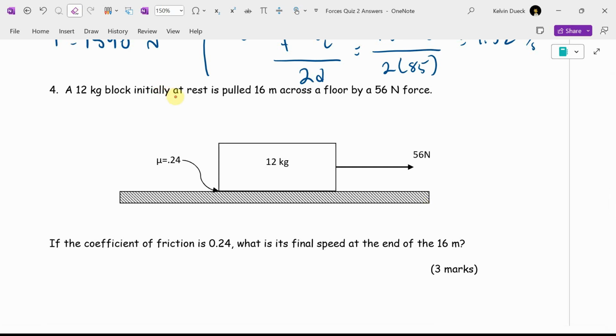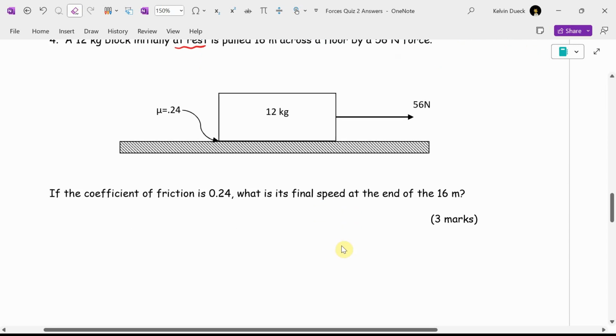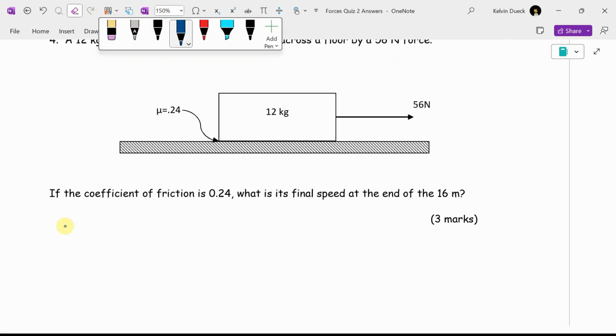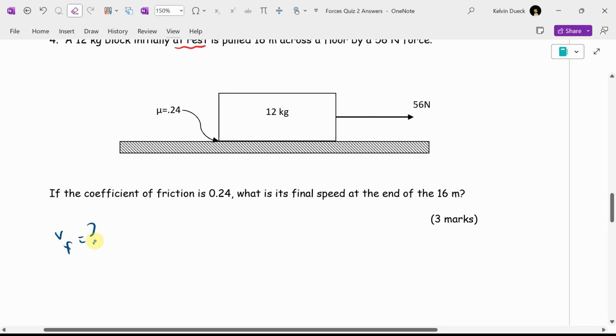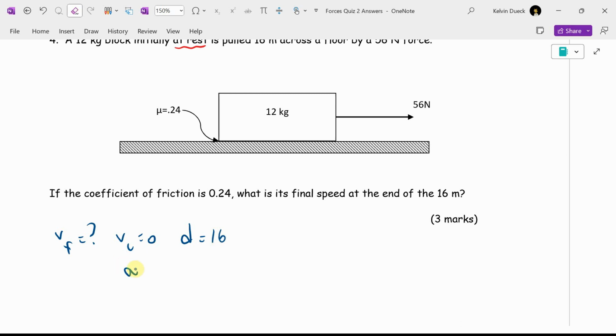Block initially at rest. I'd mentally underline at rest. Okay. They want the final speed, so I said, all right, VF equals question mark, VI equals 0, d is 16. Do you know what I need to find VF? I said to myself, I need to find the acceleration. That I'm going to do using Newton's laws.